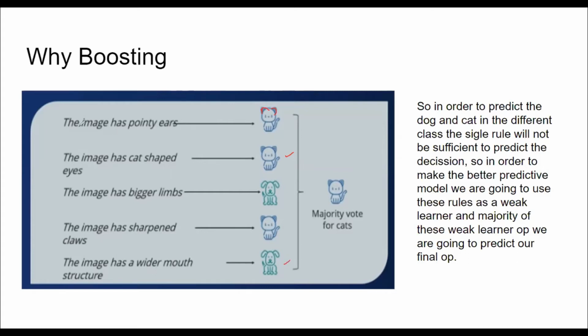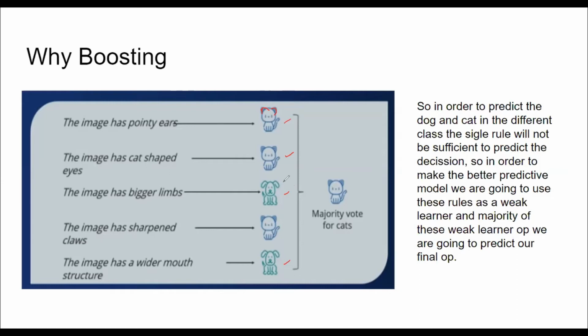So the image has pointy ears. Cat also has ears and dog also has ears. In this case, the machine will sometimes identify it as a dog and sometimes as a cat, right? So a cat will be identified as a dog and a dog will be identified as a cat. So it's misleading behavior that your model is going to show.